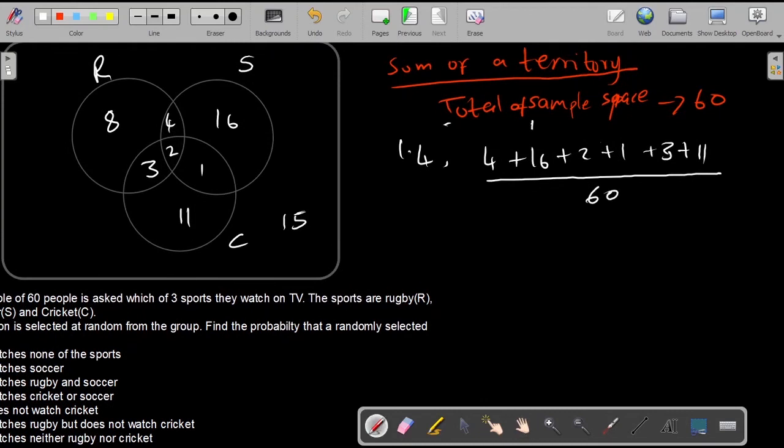At the top, you have 20 plus 2, which is 22, 23, then 26. Added to 11, that is 37, divided by 60. So that is the answer to that. You can't simplify this further.